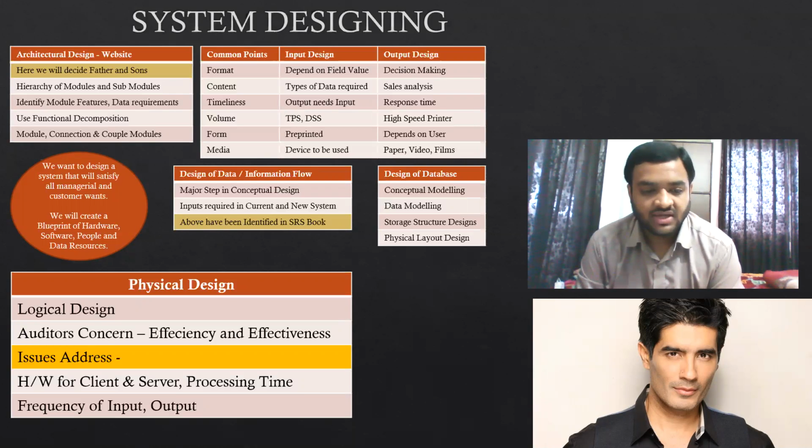Then processing time: is the processing time reduced? Is it less as compared to the earlier system? That we have to see. And the hardware for client and server, whatever requirements were there for the earlier system, whether they have been implemented in the new system or not. For that purpose, we will check the hardware and software for client and server also.